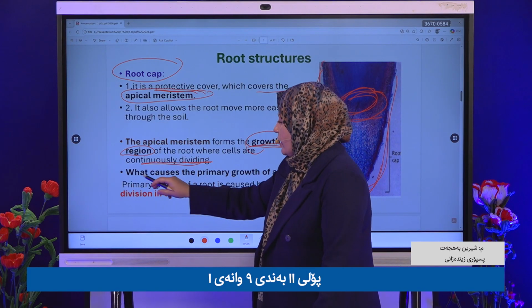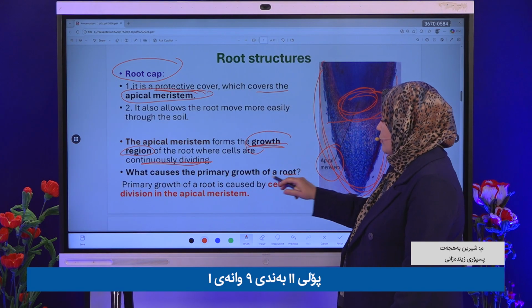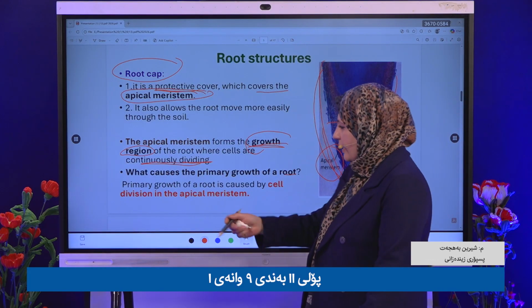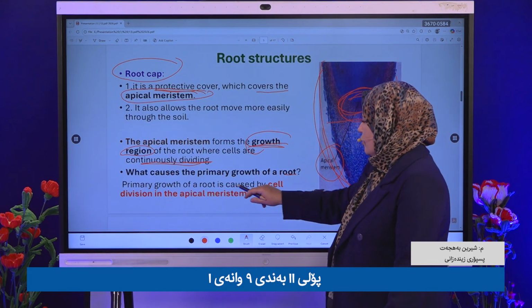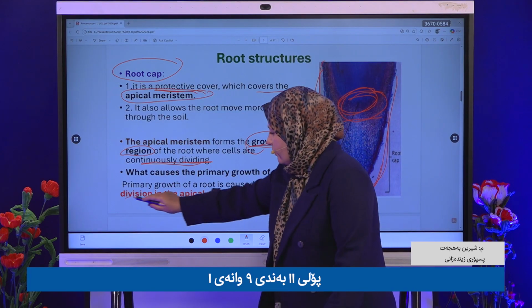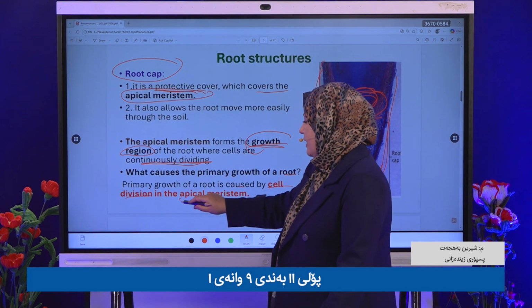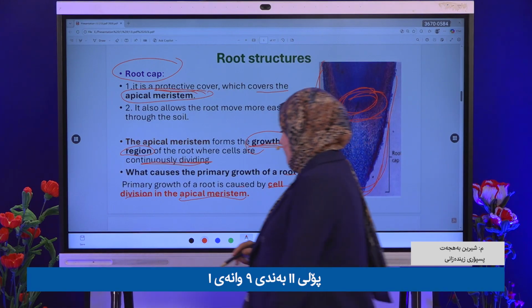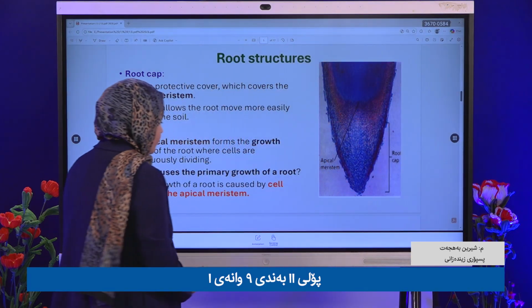Clear? What causes the primary growth of roots? The primary growth of root is caused by cell division in which part? In the apical meristem. Clear? Okay, very good.